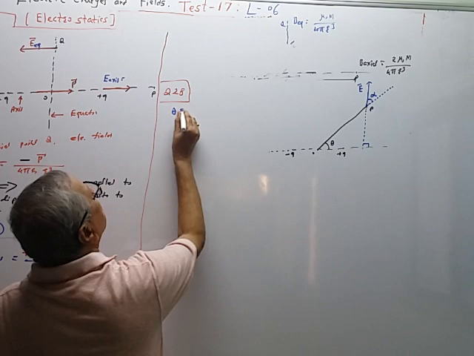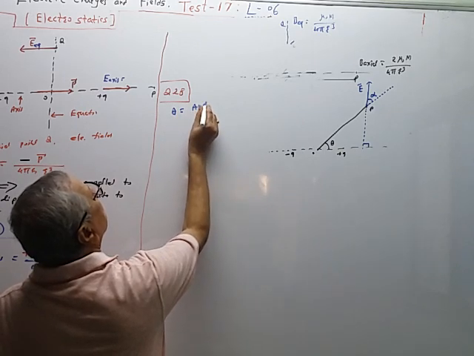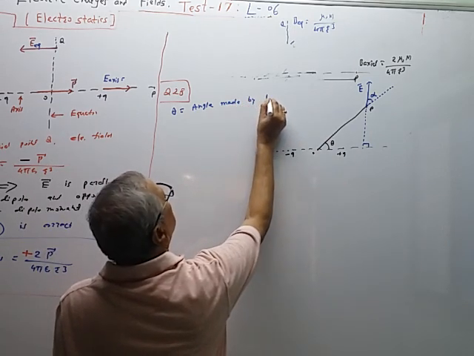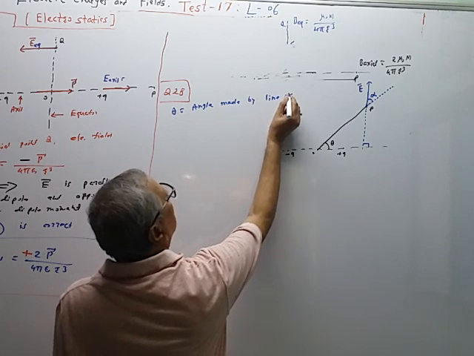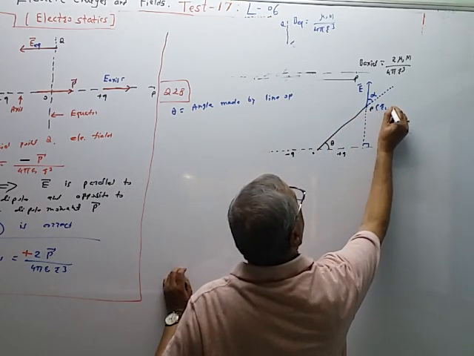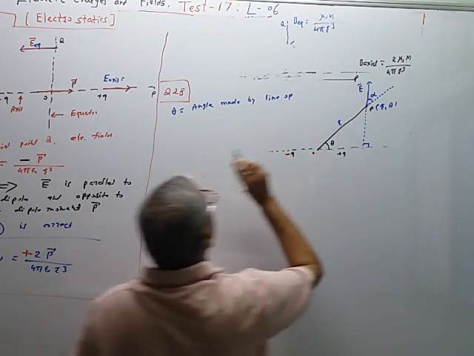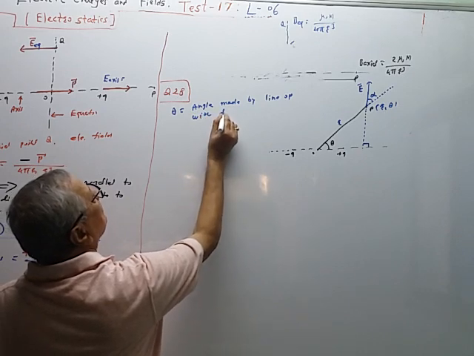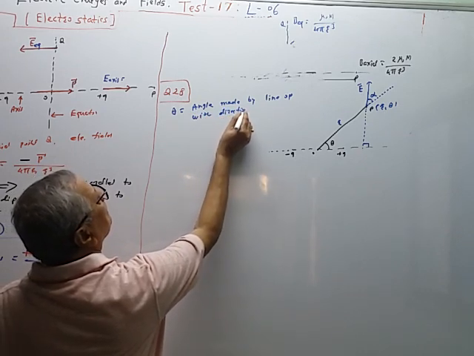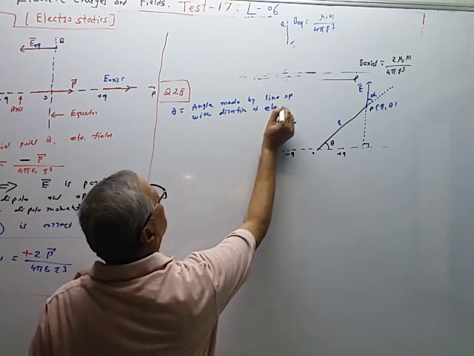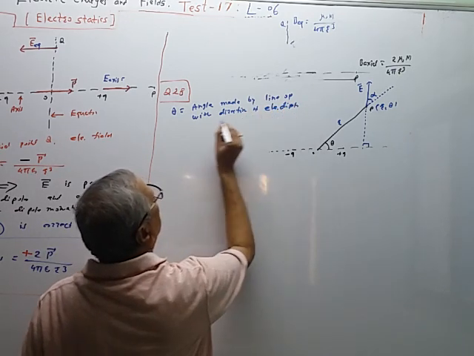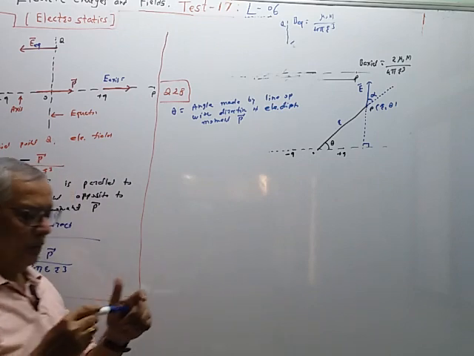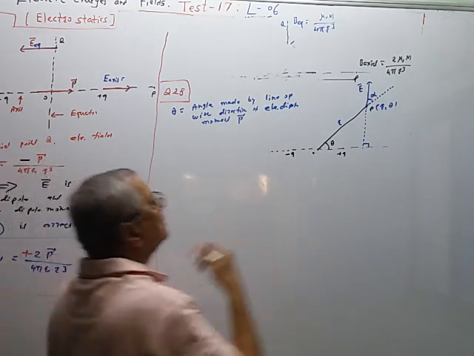Theta is equal to angle made by the line OP. This P point has coordinate r theta. Theta is equal to angle made by line OP with direction of electric dipole moment vector P. P is in this direction.